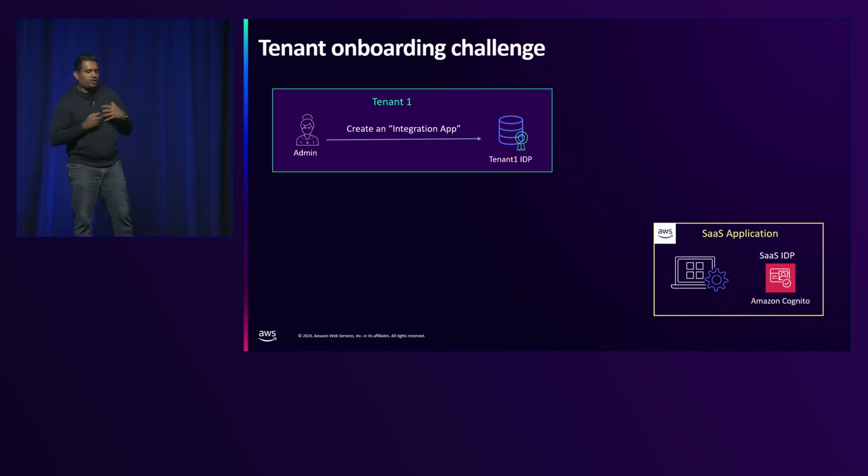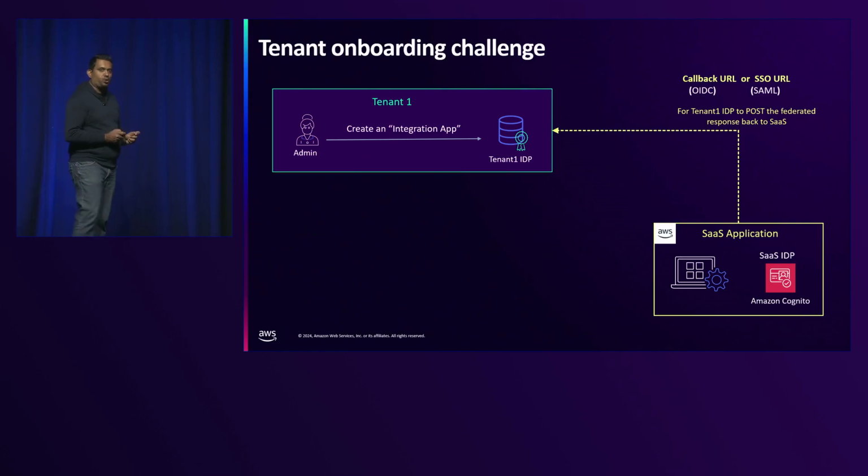For us to successfully create the integration app, it will require the callback URL or the SSO URL, based on the protocol of the tenant one IDP. Cognito can only provide these two URLs after tenant one has been properly onboarded to the SaaS application. The reason is the nature of tenant one. For example, if tenant one is a premium tier tenant, I might end up creating a new user pool for them that will have a different callback SSO URL. So basically, I cannot provide this URL upfront because of that complication.